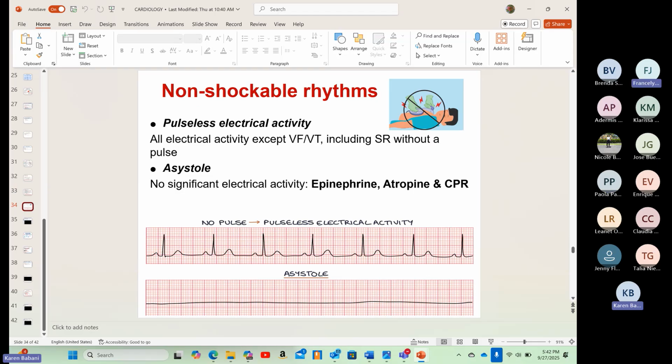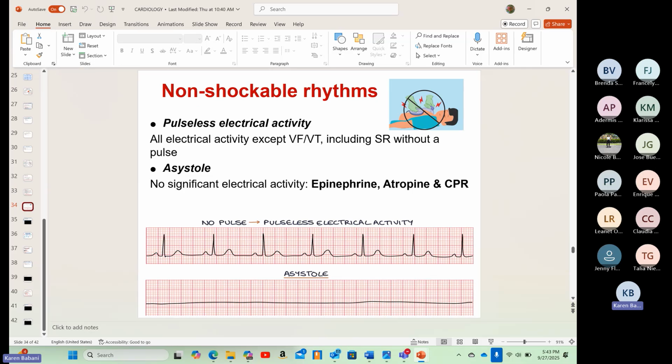Clear the scene. Make sure it's synchronized or unsynchronized. Good. Synchronized and non-synchronized, yes. So there are certain dysrhythmias in which you absolutely have to be synchronized, and we're going to talk about those when we go to the supraventricular.